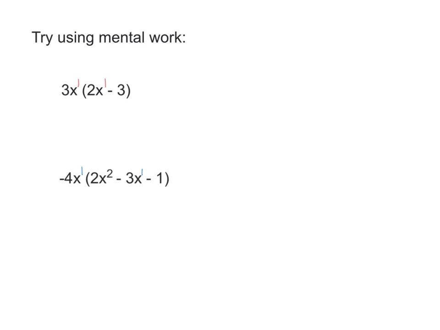All right, let's see. For the first one, I have 3x times 2x, or 6x squared. For the second one, I have 3x times 3, or 9x. For some students, this is difficult, and if you weren't able to get the right answer, then I suggest actually writing it out at this point, like this.